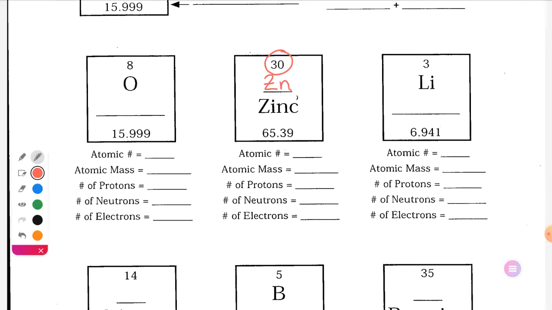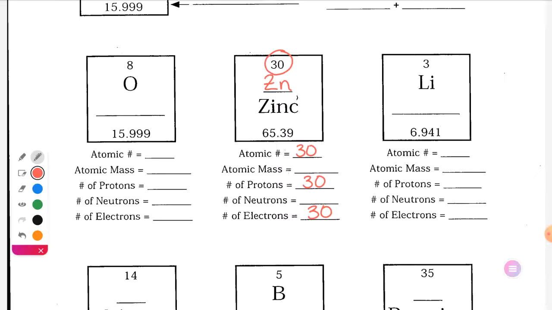What is my atomic number, Maya? 30. If I know my atomic number, what other two things do I know? Protons and neutrons. I agree with half of that. I agree with protons. And electrons. Protons and electrons.